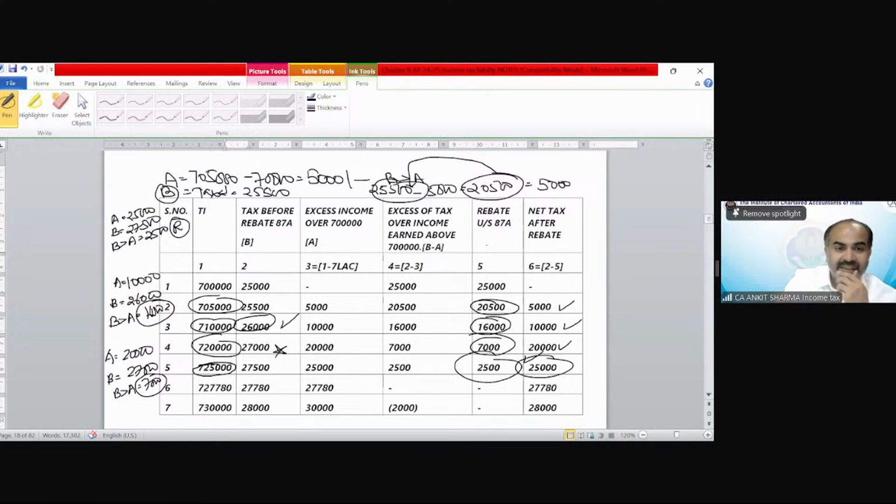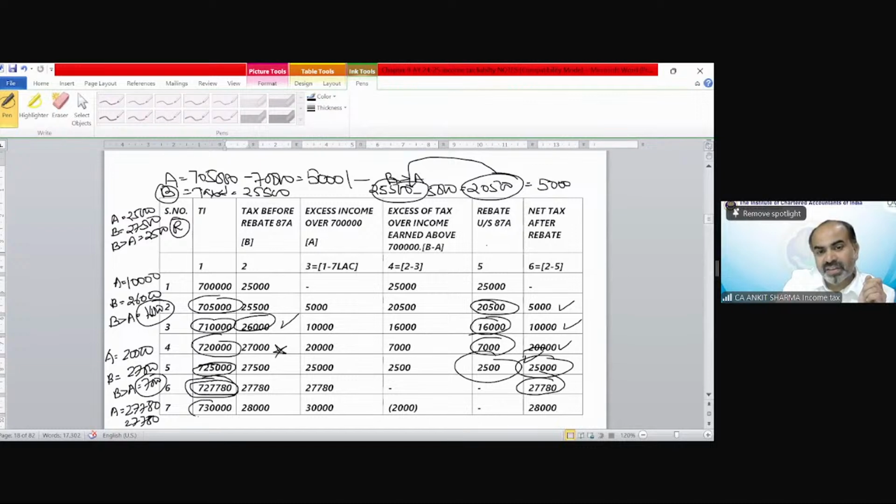Now point 6 says the income is 7,27,780. The excess of A is 27,780. And the tax on this would be 27,780. So zero rebate would be there because the difference is zero. So you need to pay the full tax. So this is the last amount of income we can say. After this, there would not be applicability of this rebate. After 7,27,780 rupees, there would not technically be any rebate available.